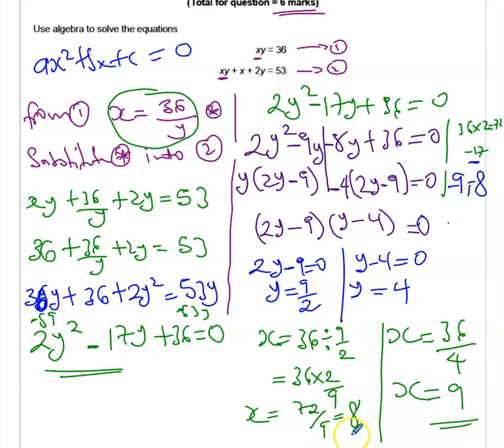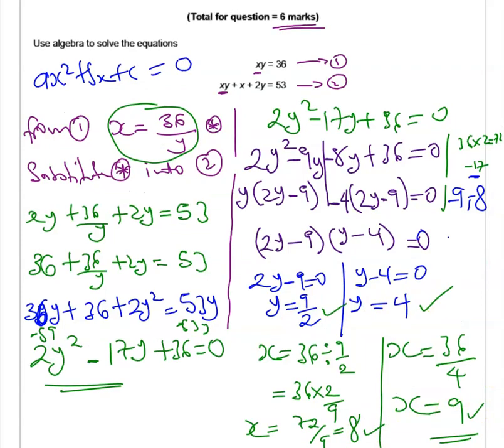Beautiful question, isn't it? So we have x equals 8 when y is 9 over 2, or x equals 9 when y is 4. Okay, that's how you obtain your 6 marks.